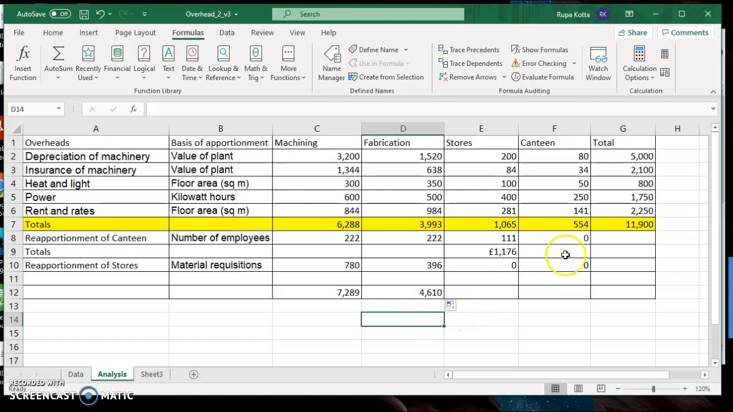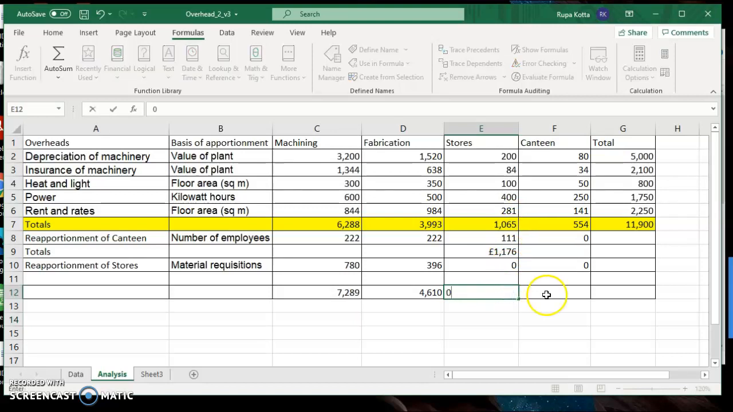Once you reapportion, the cost of these departments becomes 0. This 554 is already divided and this 1176 is already divided. But if you do a total here, because we did not use any minus signs, it will still show a value. So do not try to do a total here, just put zeros in these cells because these costs have already been reapportioned. And that is your overhead analysis sheet.